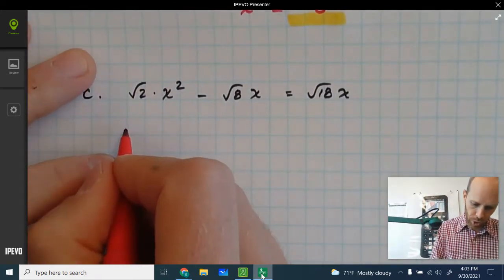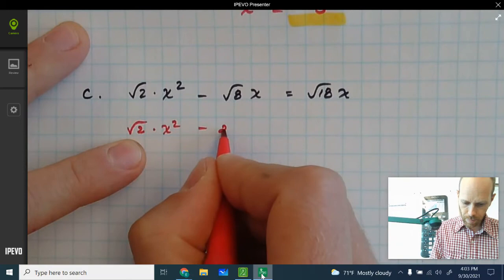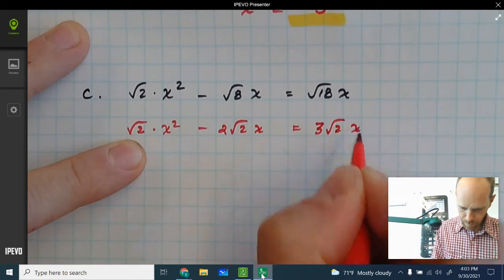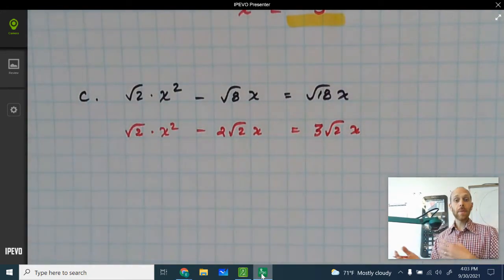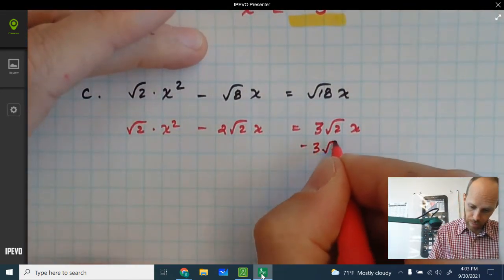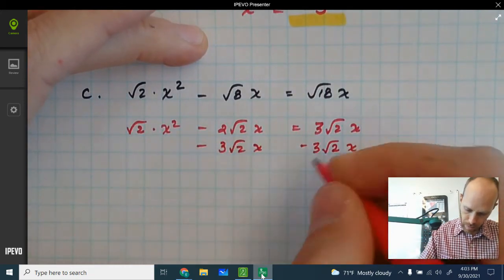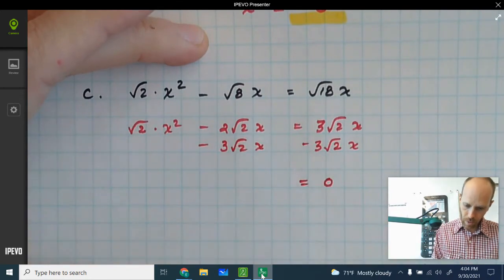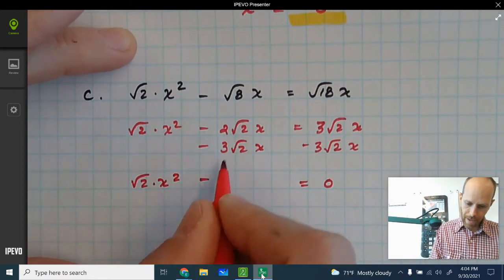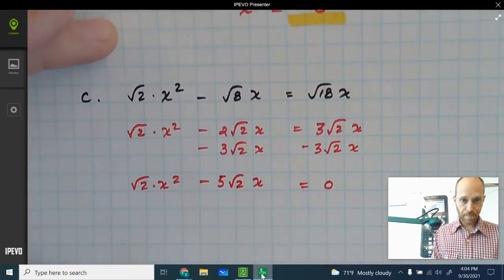Same thing. I'm going to start by changing all of my radicals to their simplified form. And then the next thing I'm going to do is what we've been practicing all day, which is move everything to one side, meaning we're going to subtract 3 roots of 2x. So these cancel. We're left with 0 on this side. On the other side, we have roots of 2 times x squared minus, there's 2 of them and then 3 more, so we have 5 roots of 2 x's.